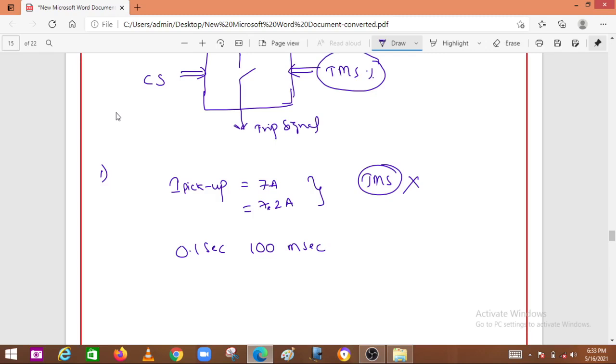Okay, and in the instantaneous overcurrent relay the operating time is constant throughout the operation of the relay. There will be no change at all because there is no provision for adding time lag in the operation, therefore the operating time is definitely constant throughout the operation.